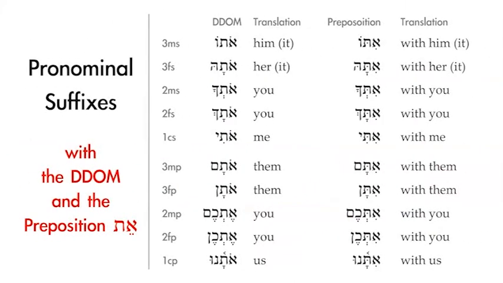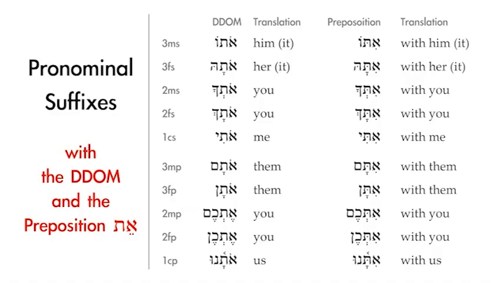Well, let's look then at the full set of pronominal suffixes with the definite direct object marker and the preposition eth. Now, you'll recall from vocabulary that the definite direct object marker and the preposition eth have the same spelling when there's no suffix with them. When they take suffixes, however, their spelling is distinct, and it's important to know that.